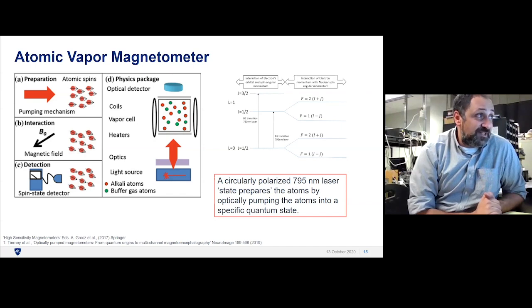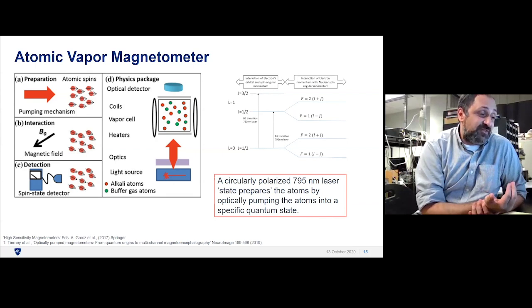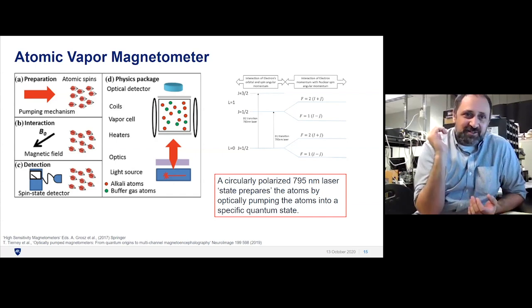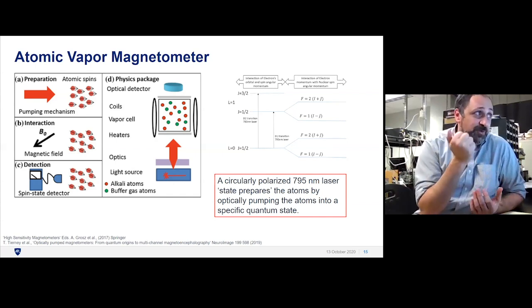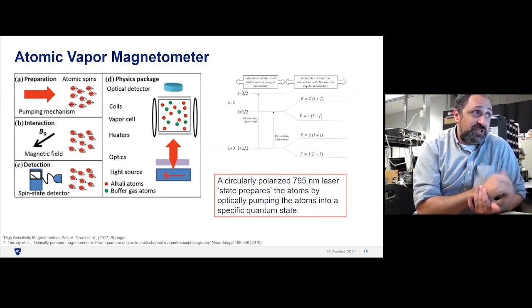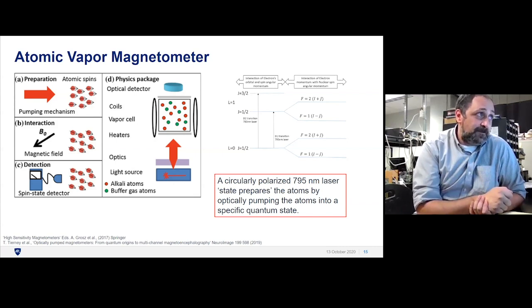So atomic vapor magnetometers. Some of you may have remembered I was alluding to that we would talk about MRI in this section. I decided not to. But the reason why I wanted to is because the physics of MRI systems is the same physics that we're going to talk about with atomic vapor magnetometers and with the solid state artificial atom magnetometers.